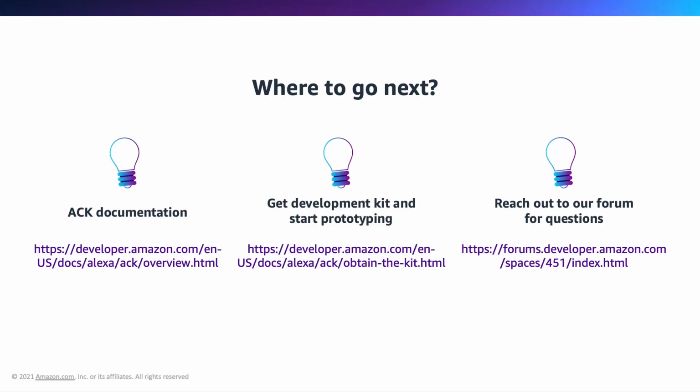So, what can you do next? For more details on how ACK can help you build your connected product, check out ACK documentation and also read and ask questions on our developer forum. To start prototyping and development with ACK, you can get development kits from Amazon.com or online distributors. Follow the links on the screen. We also work with our global network of Alexa solution providers, and you can reach out to system integrators, original design, and contract manufacturers for additional services and help with ACK product development and launch.